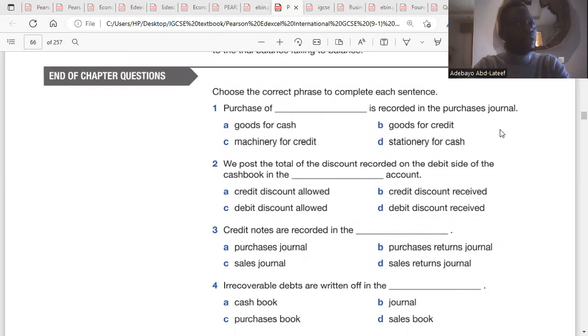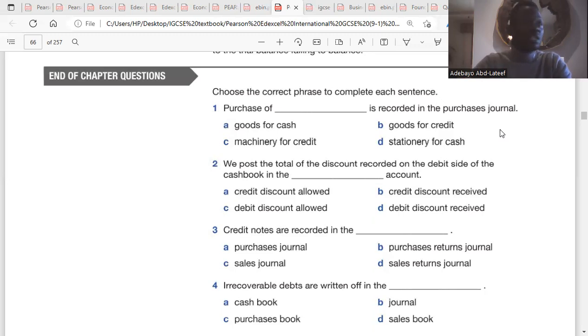When we talk about purchases journal, we're talking about that book that you open because you have purchased or you have bought some goods from a credit supplier. That's why you open a purchases journal. So what would you record there? You said goods for cash, goods for credit, machinery for credit, stationery for cash.